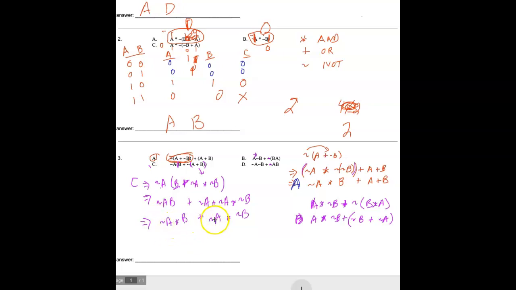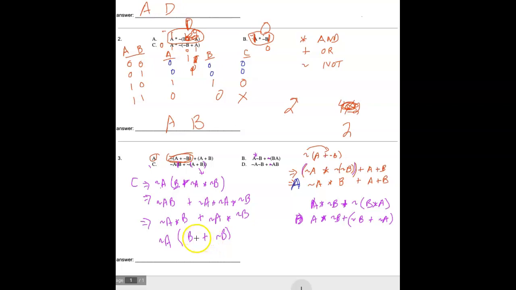I'm going to factor out the not A. The not A term can be factored out. The B is left here on the inside of a new set of parentheses. That plus term is still there. Factoring out the not A, I'm left with the not B there. So now that I've factored out that not A, I see that B plus not B.